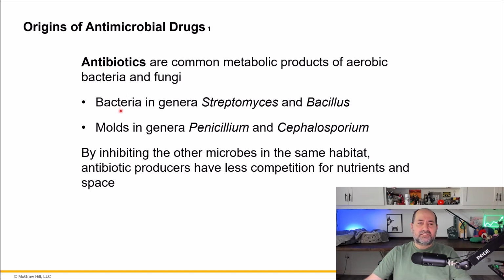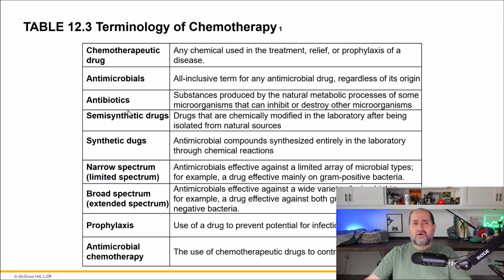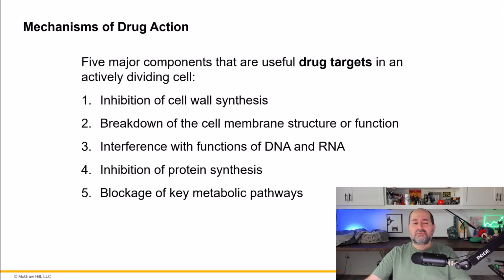Many bacteria in the genuses of Streptomyces and Bacillus produce antibiotics. Many molds, which are fungi in the genera of Penicillium and Cephalosporium, also produce several antibiotics as well. Please know all of the terms on this list for the exam. Also remember that these are the 5 targets of drug action.